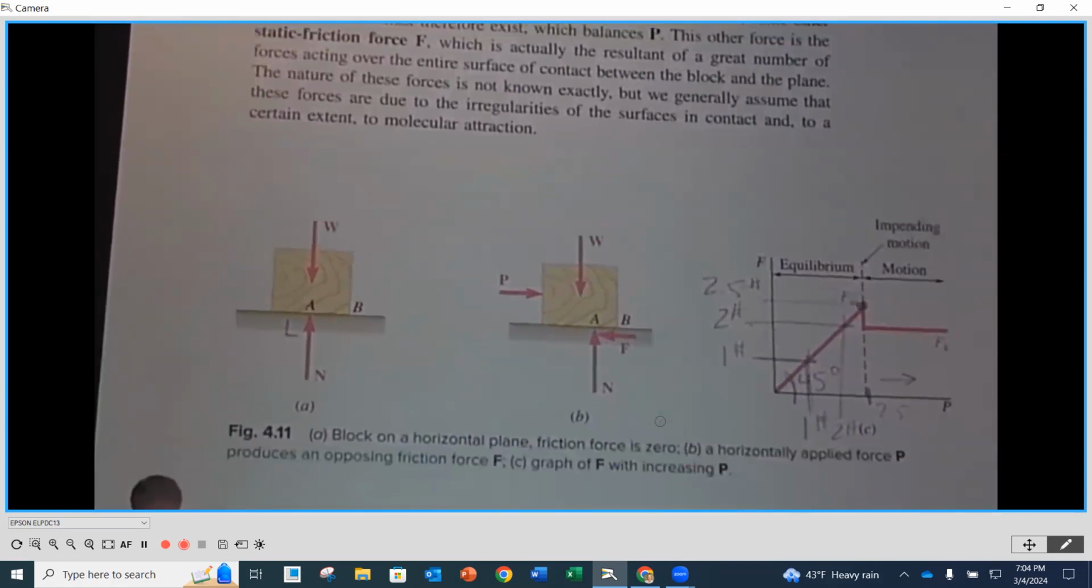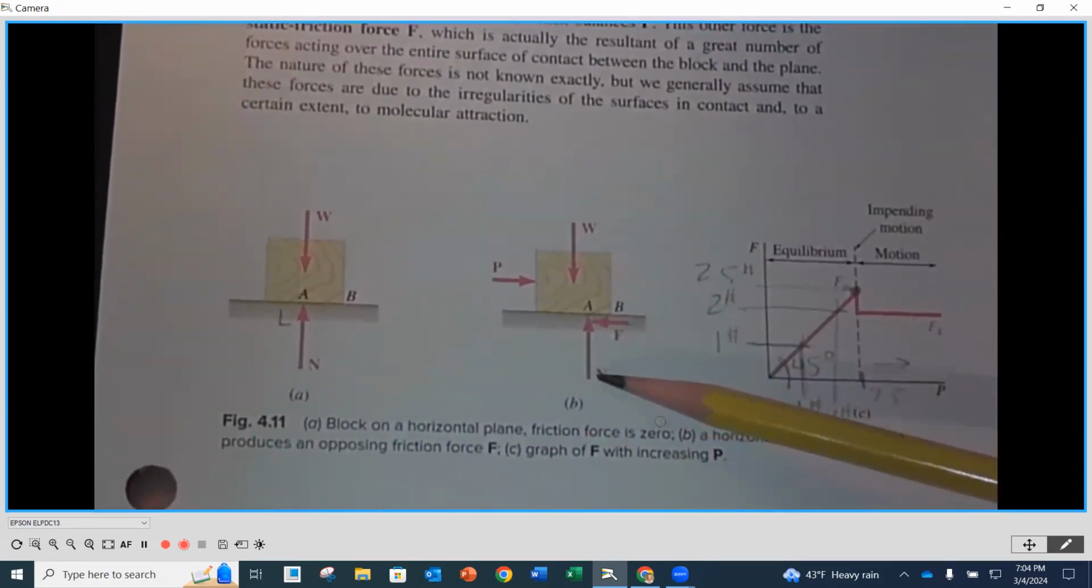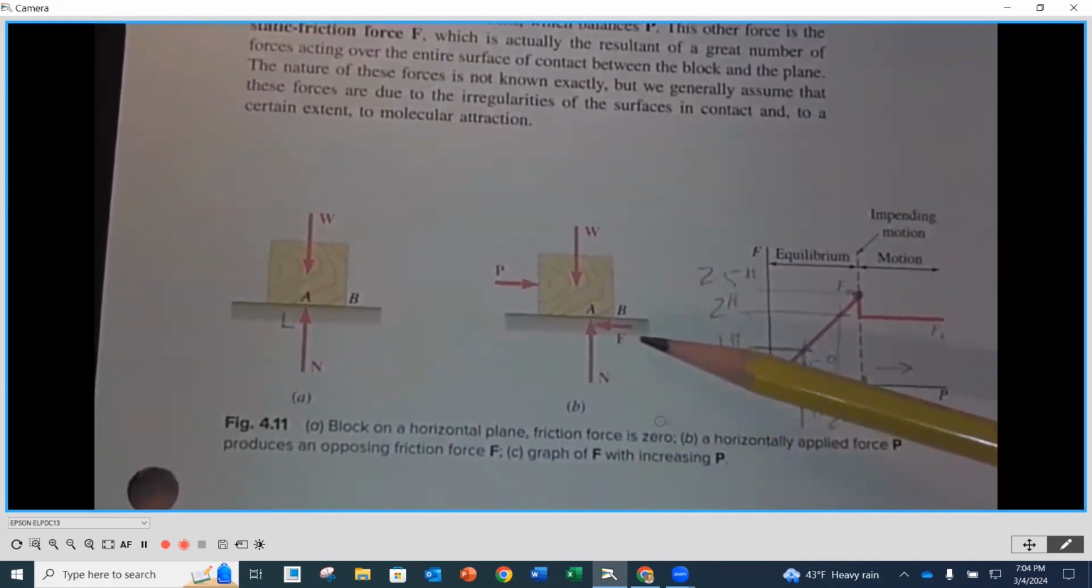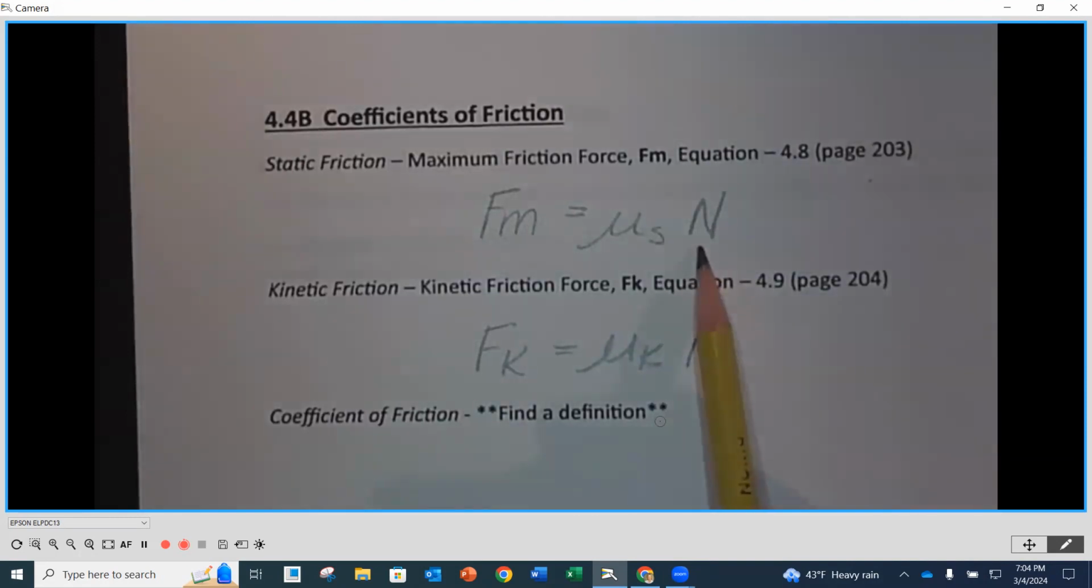Okay. Now the normal force is what we determine the friction force with. So we multiply that normal force times the coefficient of friction. Okay. So our normal force times the coefficient of friction is going to be the maximum friction force.